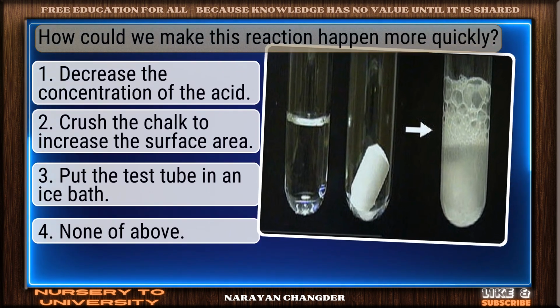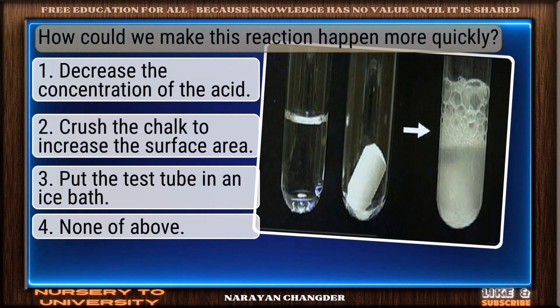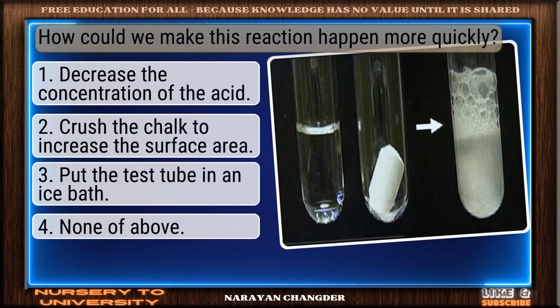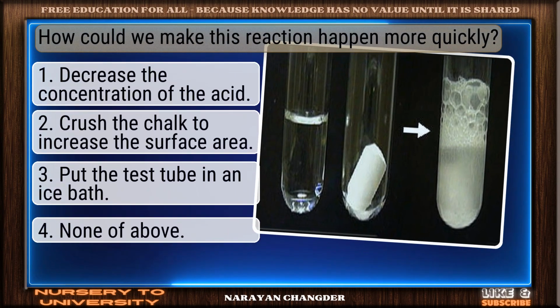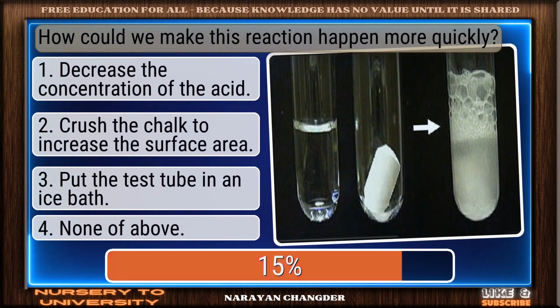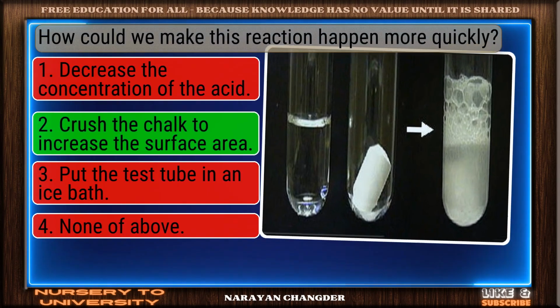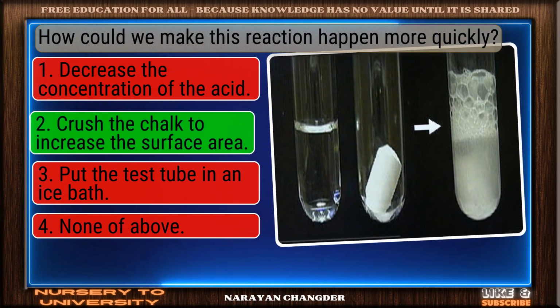Option 1. Decrease the concentration of the acid. Option 2. Crush the chalk to increase the surface area. Option 3. Put the test tube in an ice bath. Option 4. None of above. Right choice. Crush the chalk to increase the surface area.